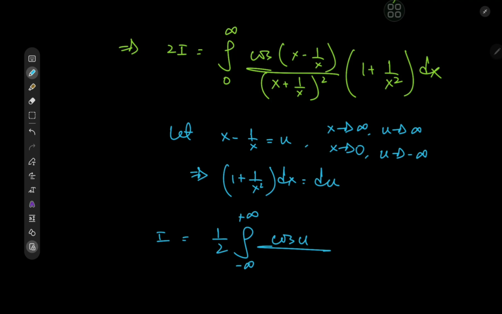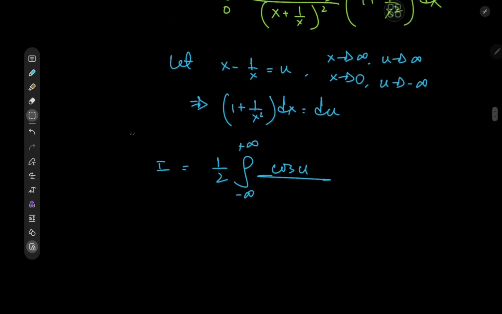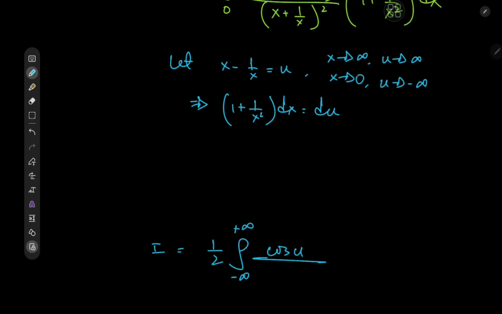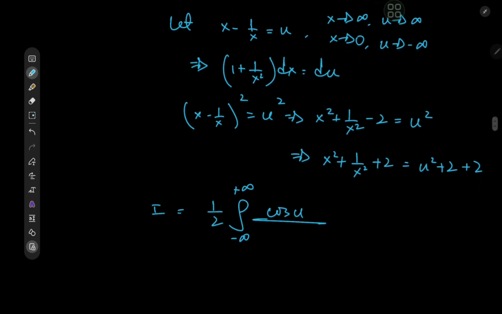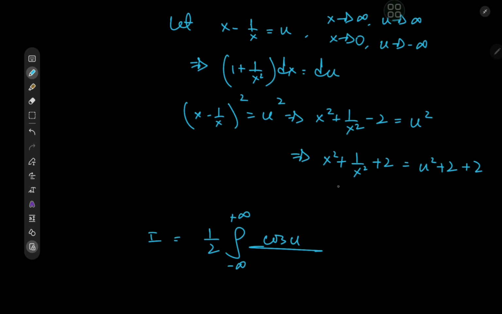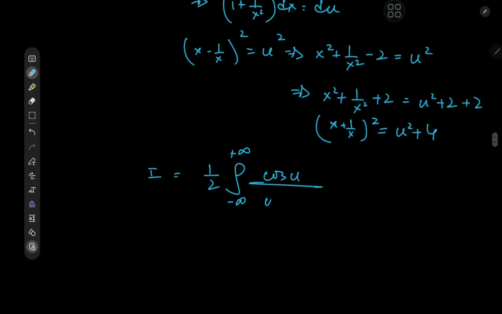divided by, okay, what exactly is that term in the denominator? We need some further working. Because we have x minus 1/x equal to u, if we square it, then we have u squared on the right-hand side, and this implies that x squared plus 1/x squared minus 2 equals u squared. Now I need x plus 1/x squared, so it makes sense to add 4, meaning that I have x squared plus 1/x squared plus 2 equal to u squared plus 2 plus 2, meaning that we now have x plus 1/x whole thing squared equal to u squared plus 4. So that is the function in the denominator.